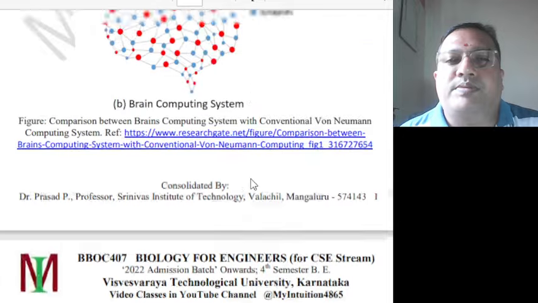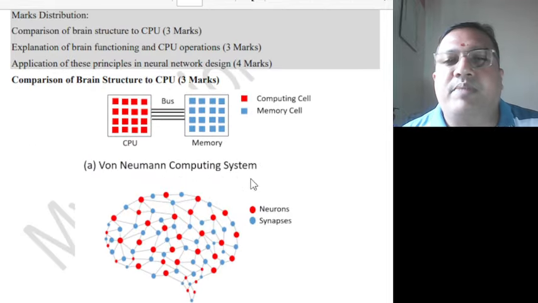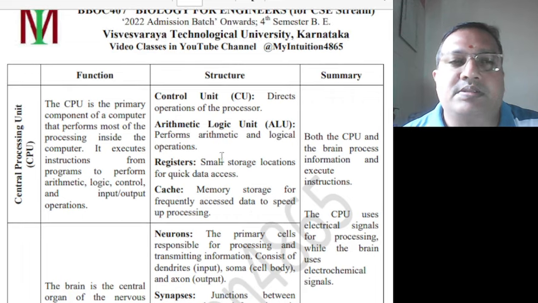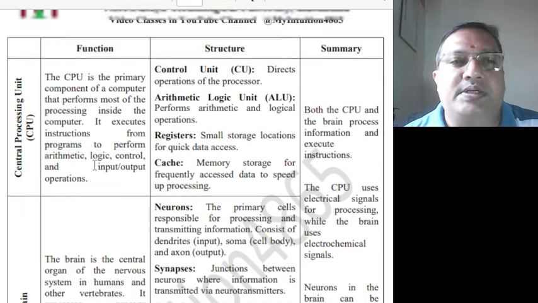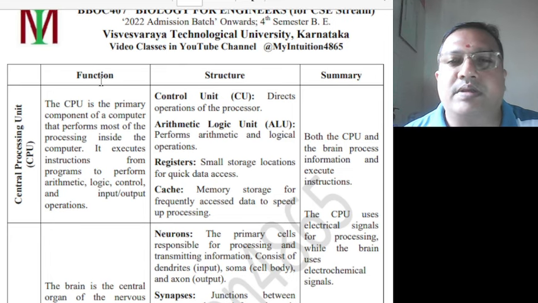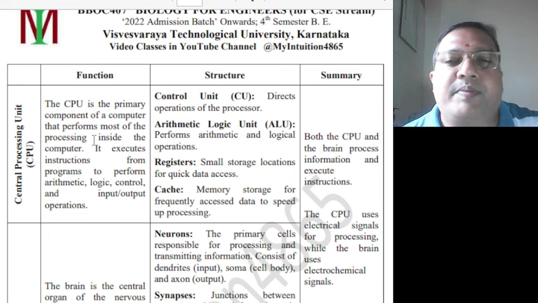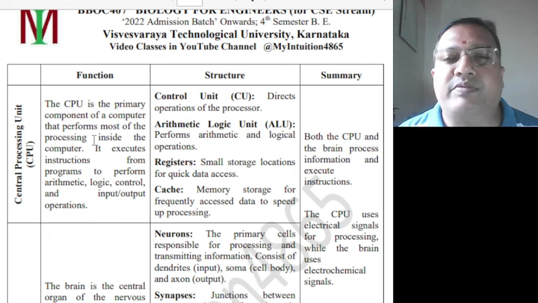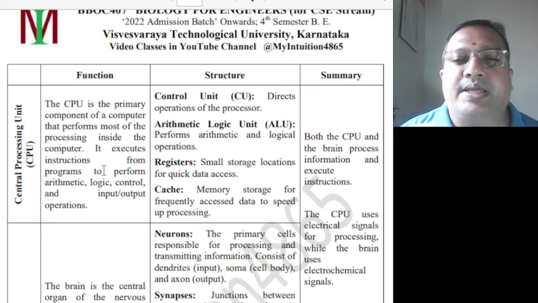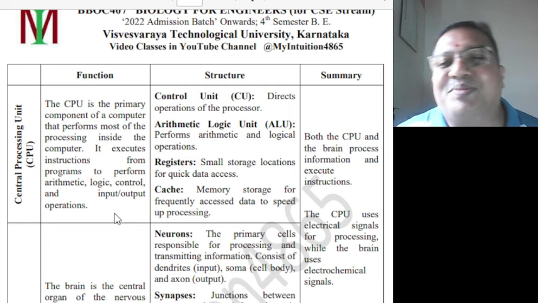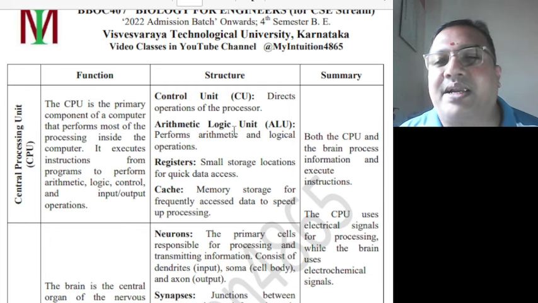Okay, so the first point, that is comparison of brain structure to CPU. That comparison is given here. The central processing unit is primarily the component of the computer which performs most of the processing inside the computer. It executes instructions from programming to perform arithmetic, logic, control and input-output operations. For computer science stream students, this is nothing to be explained. I can simply read it and go.